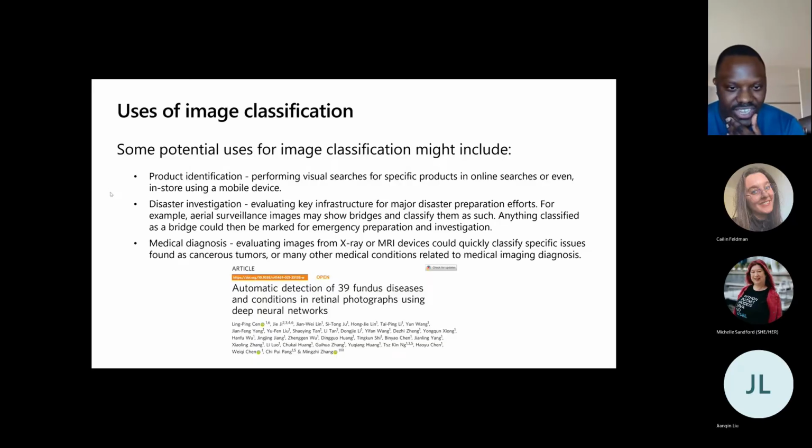So product investigation, for identification, for searching for specific products online, and disaster investigation, and this can be a preemptive way of doing it. For example, if it's a particular city or landscape, you can classify bridges. You can look at different bridges, collected for a data set to train a model, and so you can identify bridge areas, and then perhaps mark them for emergency preparation and investigation. So it can be used preemptively, and you can quickly scope a large area using an image classification technique to detect bridges in the area.